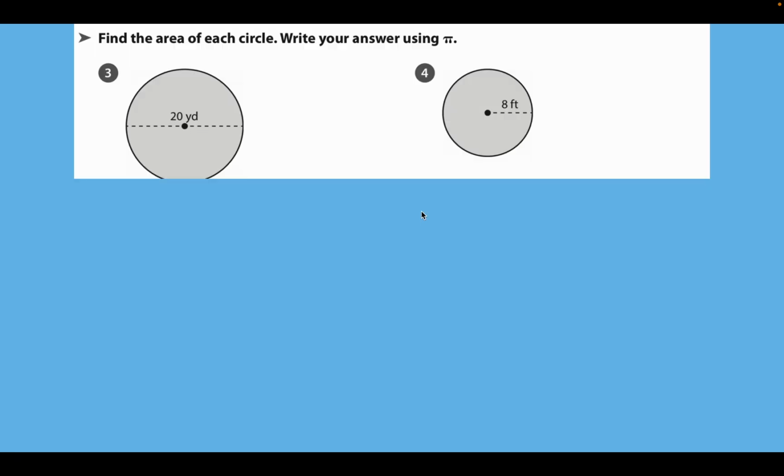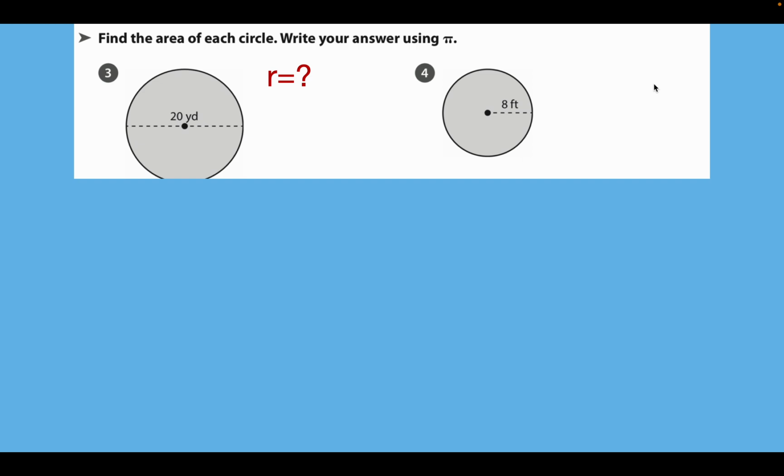All right, number 3 and number 4 want you to find the area, and it tells you using pi. If you're finding the area using pi, that means leave pi in the answer. Do not multiply it by 3.14. You've got to remember the formula for area. Remember, apple pies are 2. Area equals pi times radius squared.